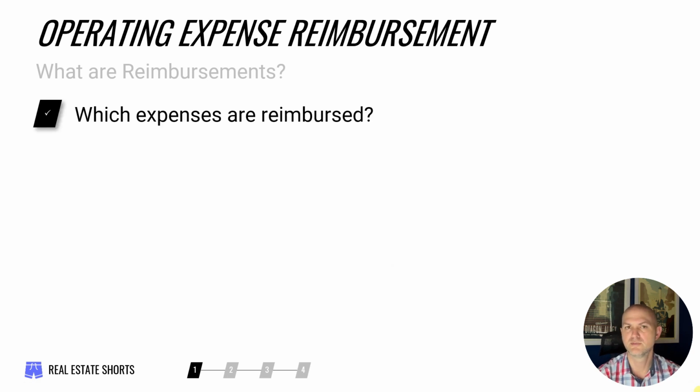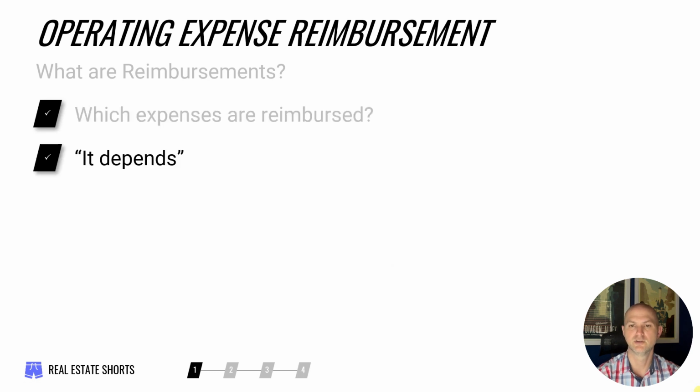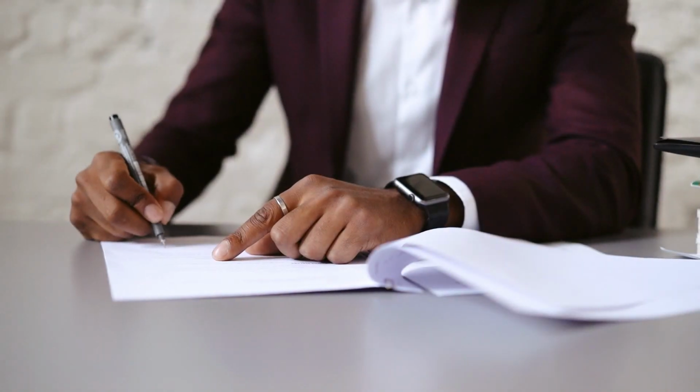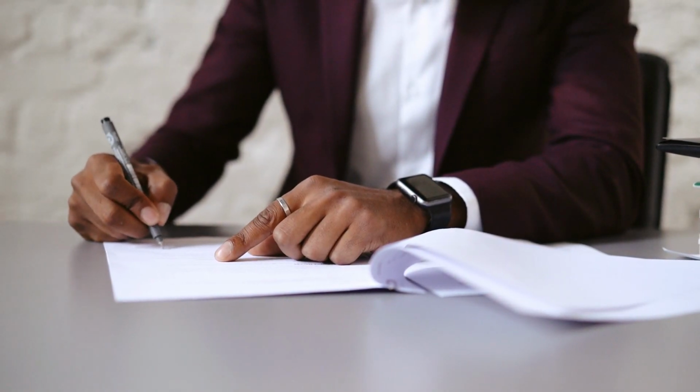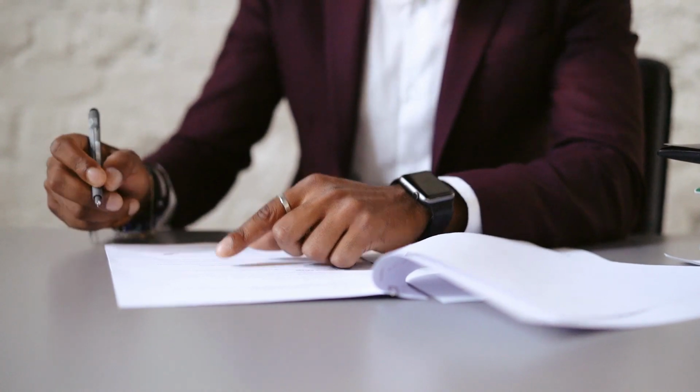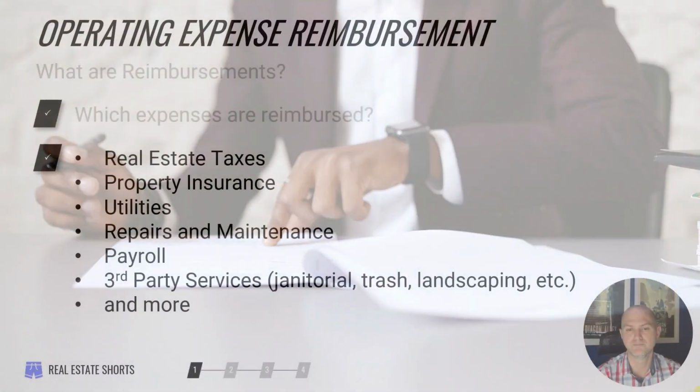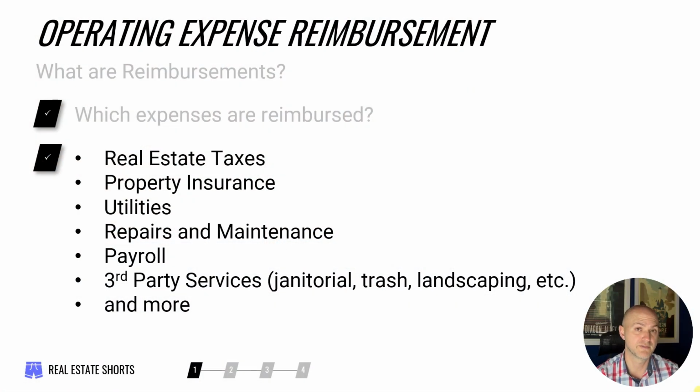From here, I think it's important to talk a little bit about why this happens. Which expenses are even reimbursed? Why do you even care? This is an open-ended question to a degree. It really depends on the lease. The lease will define which expenses, if any, are eligible or required for reimbursement. So which expenses are up for grabs? All of them are: taxes, insurance, utilities, payroll, third-party expenses, you name it.